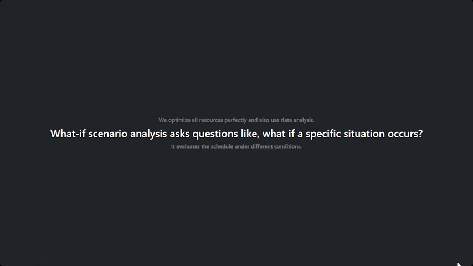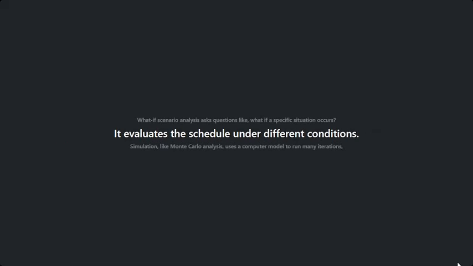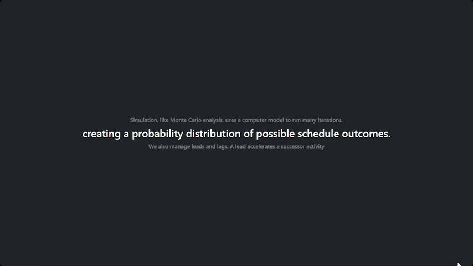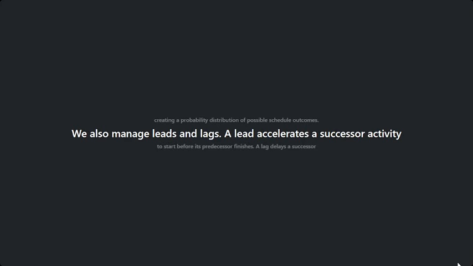What if scenario analysis asks questions like, what if a specific situation occurs, to evaluate the schedule under different conditions? Simulation, like Monte Carlo analysis, uses a computer model to run many iterations, creating a probability distribution of possible schedule outcomes. We also manage leads and lags.